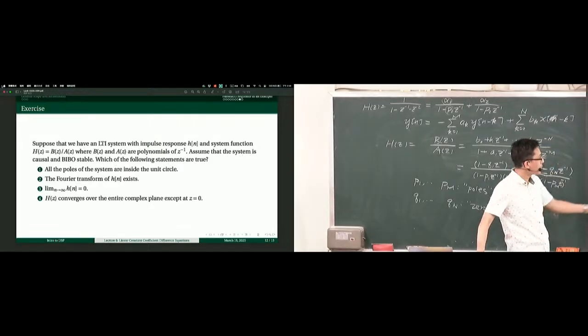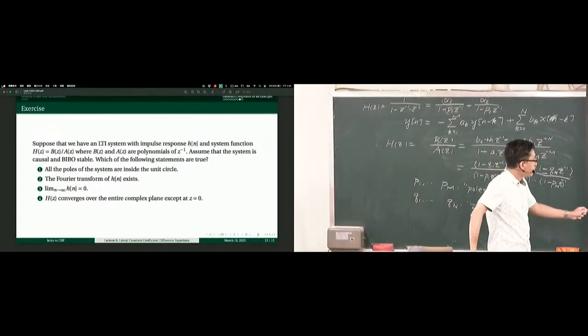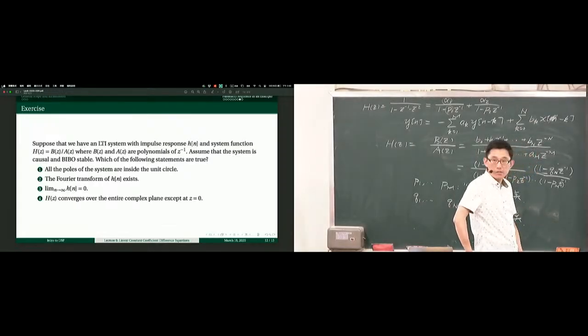The system is causal and stable in the bounded input, bounded output sense. So let's see which of the following statements are true. First statement: all the poles of the system are inside the unit circle. Is it true? My answer is yes. All the poles should be inside the unit circle, given that we are told the system is stable. Second: the Fourier transform of h[n] exists. Is it true?